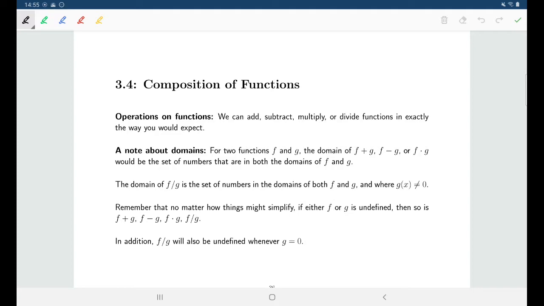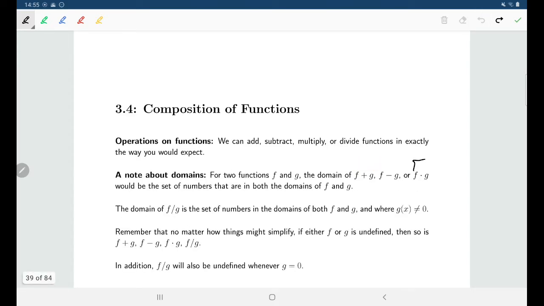First off, operations on functions, adding them, subtracting them, multiplying them, dividing them, it means exactly what you would expect it to mean. So when I say something like, here's a function f and a function g, please find f plus g, I literally do mean just add the two functions together, or f times g, multiply the two functions together.